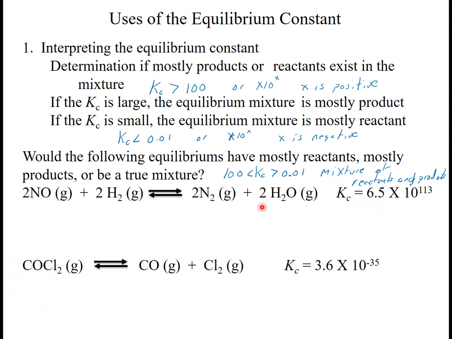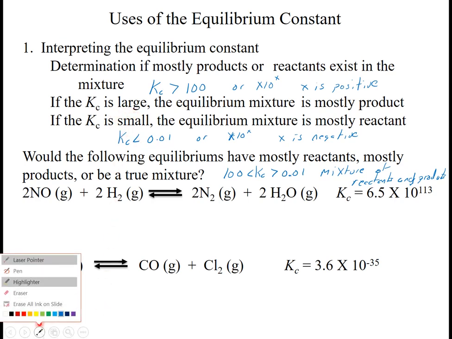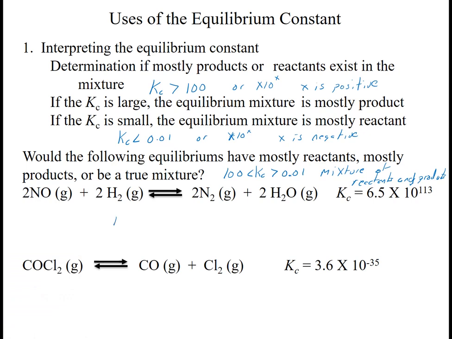So what do I mean by the value? I don't even care what this equation is right here. When I'm asked for the following equilibriums, would it have mostly reactants, mostly products, or be a true mixture? All I'm looking at is this value over here. And when I have something times 10 to the 13th, that means that there are 12 zeros after this 5. Okay, so that's a very large number. So therefore, a large Kc means that my answer is going to be mostly products. Actually, this is almost going to be completely products, but that's not what it asks.